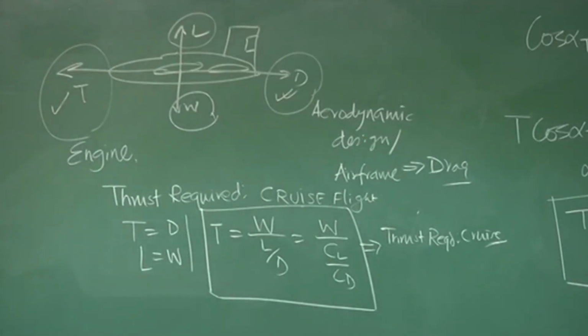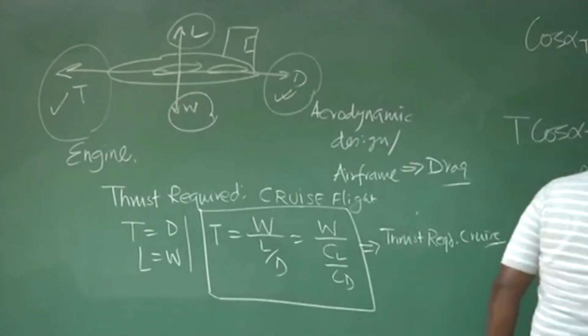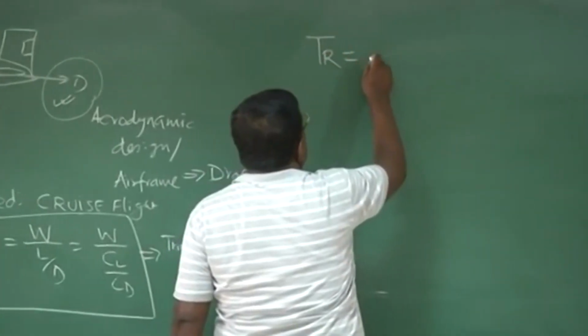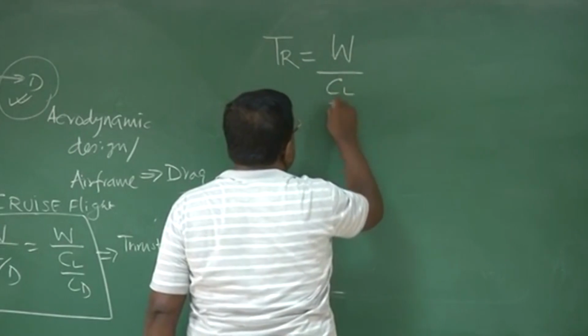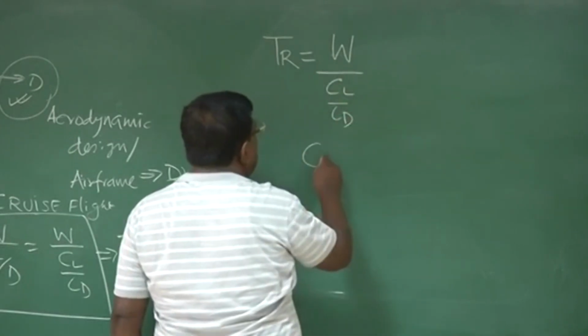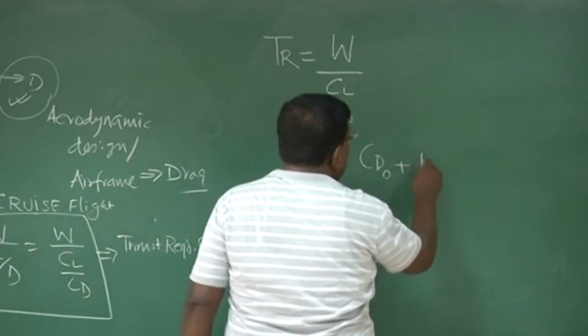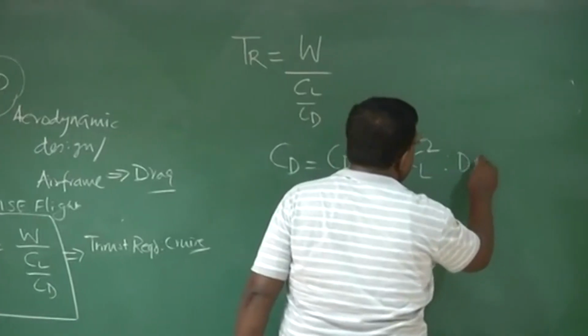But how to calculate this? The question is this: how do I calculate? Let us go one step more to understand how I calculate. Say TR, we now represent thrust required. That is, for a given W, this is given by CL by CD. And by now you know CD I can write as CD naught plus K CL square, which is the drag polar of the airplane.